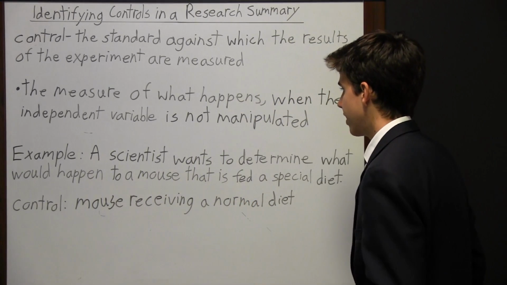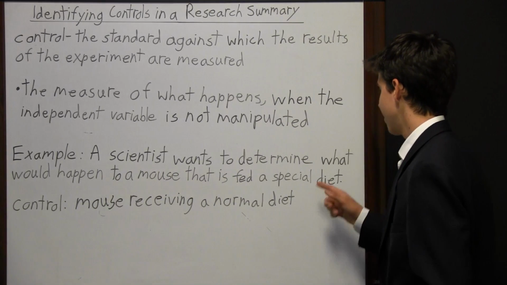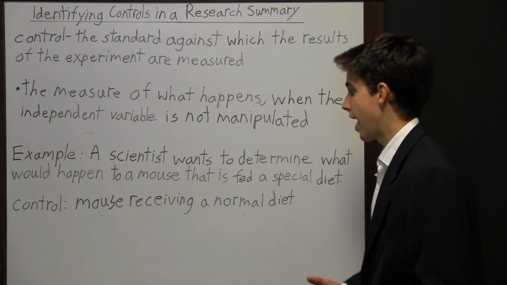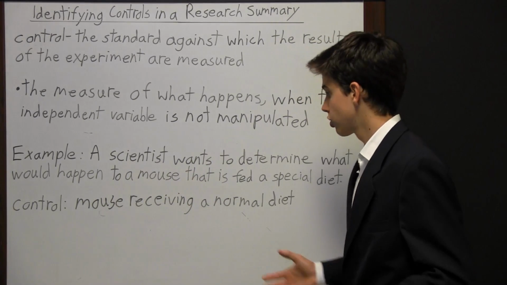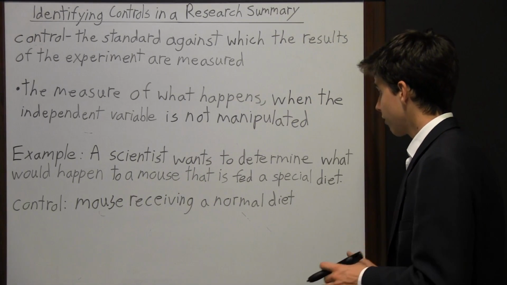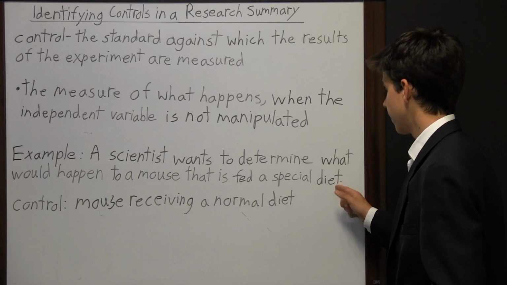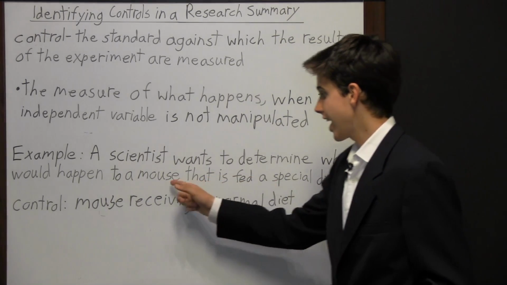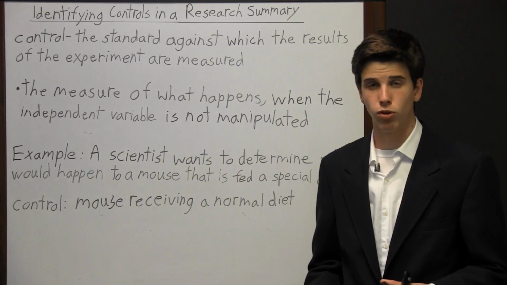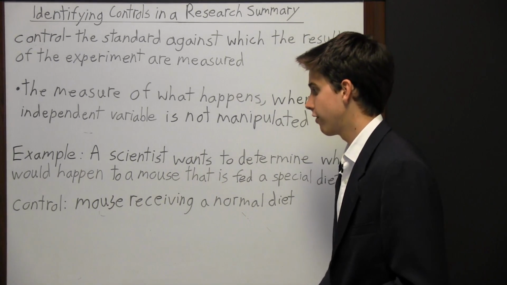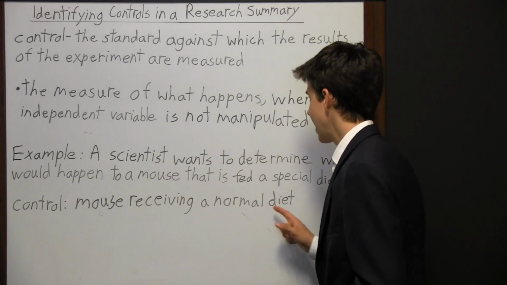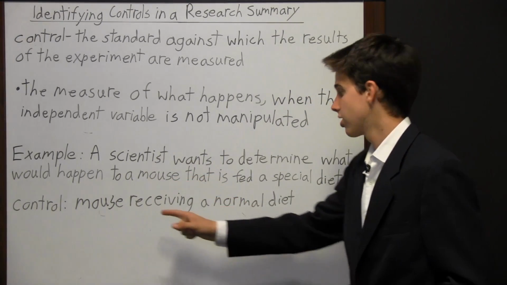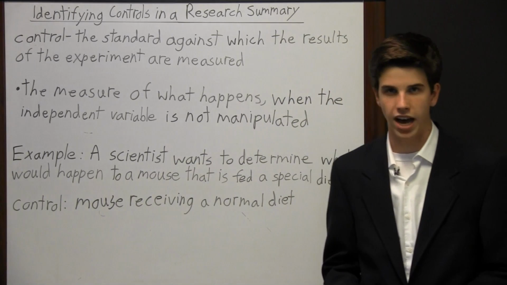So here, the independent variable is going to be the diet, and the dependent variable is going to be whatever happens to the mouse, probably behavior or looks or appearance. And so you're playing around with that independent variable of the diet. Say you give it a strange diet, and then the mouse acts a certain way, you don't know if that's normal or abnormal. So that's why you have a control, which is the mouse receiving a normal diet, so you can compare the mouse receiving a special diet to the mouse receiving a normal diet.